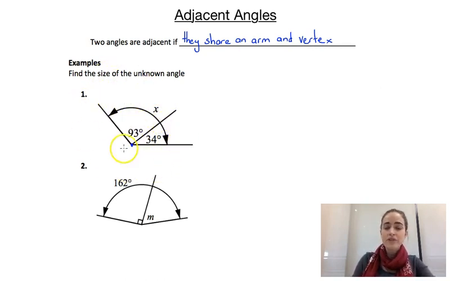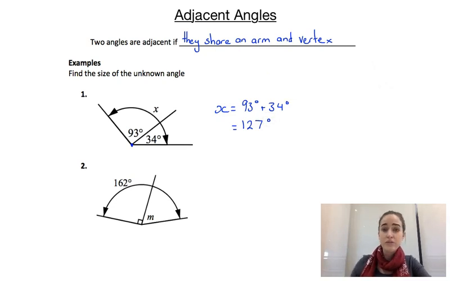So for example, in this first one, we're told that this first angle here is 93 degrees, and this part in here is 34 degrees. We're asked to find the value of x, and x is the whole angle, so it's the size of this whole big angle along here. So to find x, what we'd have to do is add the two of those together. So x would be 93 degrees plus 34 degrees, which would give us 127 degrees.